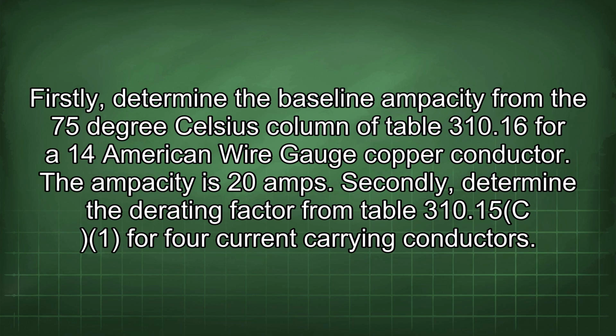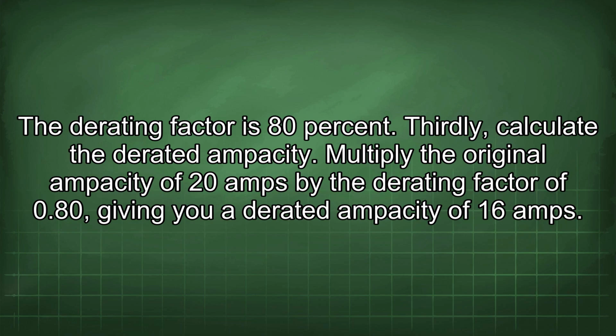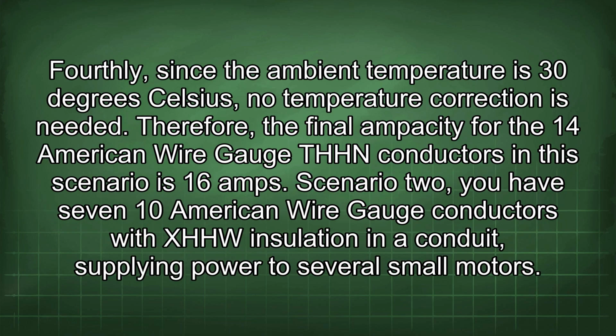Secondly, determine the derating factor from Table 310.15(C)(1) for 4 current carrying conductors. The derating factor is 80%. Thirdly, calculate the derated ampacity. Multiply the original ampacity of 20 amps by the derating factor of 0.80, giving you a derated ampacity of 16 amps. Fourthly, since the ambient temperature is 30 degrees Celsius, no temperature correction is needed. Therefore, the final ampacity for the 14 American wire gauge THHN conductors in this scenario is 16 amps.